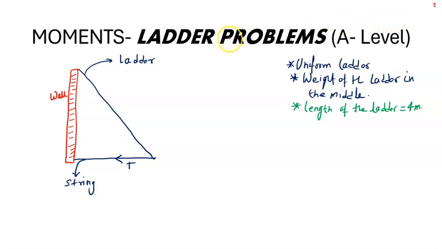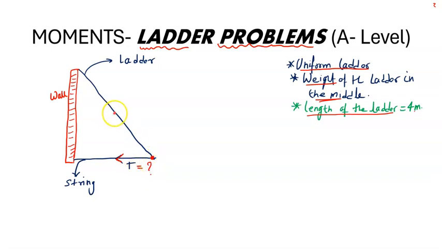So in this lesson, we are going to learn about the ladder problem. This is from mechanics, topic moment, A level. Remember, if a uniform ladder is given, then the weight of the ladder will be in the middle. Here I have taken the length of the ladder as 4 meters. The bottom of the ladder is tied with a string and the tension is T. This is what we need to calculate.